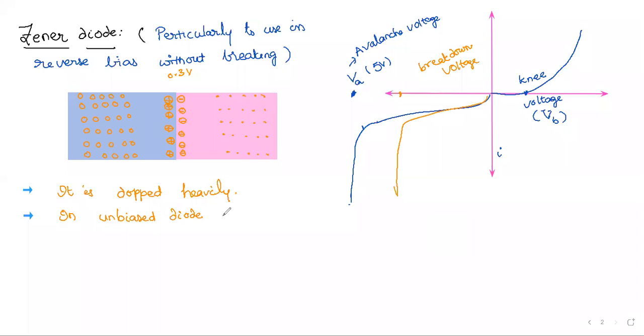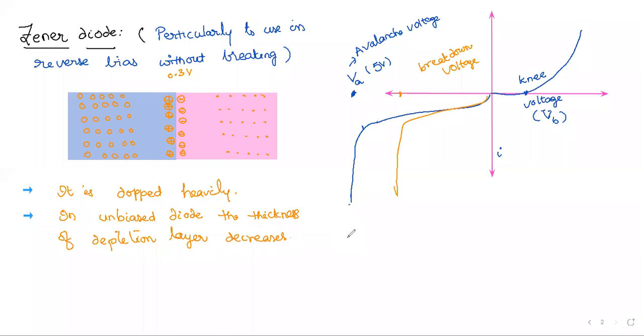Okay, right. In unbiased diode, here what he is saying, the thickness of depletion layer decreases. Suppose previously it was in millimeters, maybe this is decreased to micrometers. And the difference you can find out there.